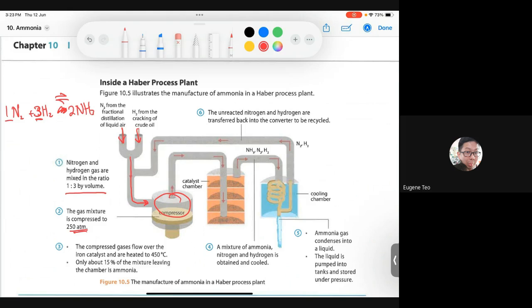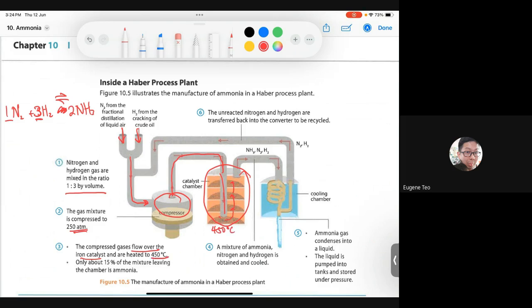So they really squeeze it in. Now what's going to happen is after I compress it, I will push it here and it will flow down, and then it will move up. As it moves up, it will go past all the finely divided iron, so it will flow over the catalyst. And this whole chamber here is also heated to 450 degrees Celsius.